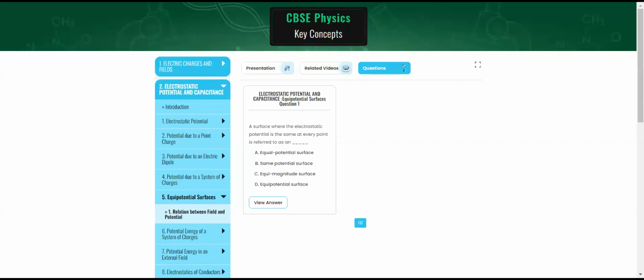Yes, the answer is D. What is D? Equipotential surface. Only 5 answered, but every one of the 5 answers was correct. It's very good.